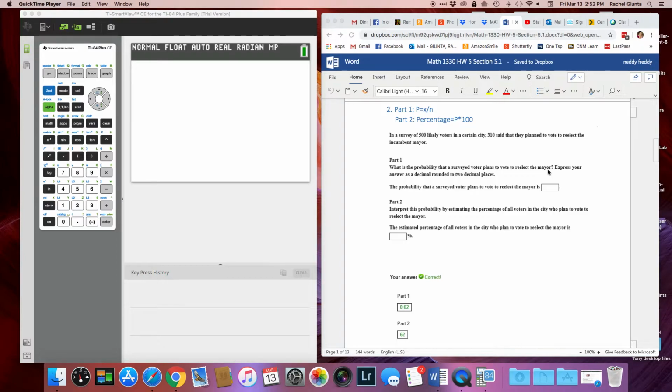So all of these, what is the probability ones? What you want is the part divided by the whole. And so the part, that is the number of people that said they plan to vote to re-elect the mayor, is 310. So put in the number for the part in the calculator, 310. And then that's just divided by the whole, which is all the voters in the survey, 500.